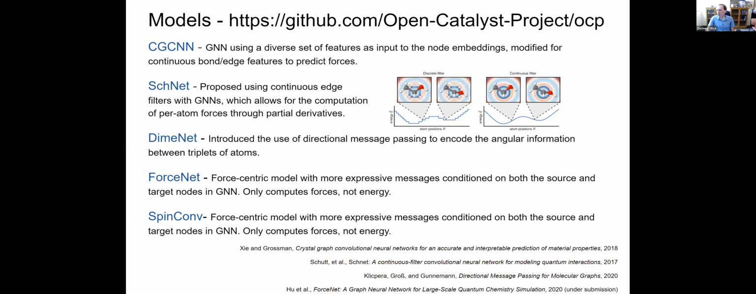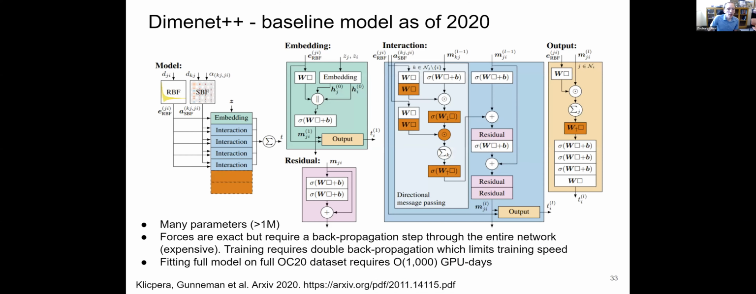As an example, DimeNet++ was the baseline model as of last year. As a material scientist, I don't expect you to get anything out of this diagram besides that the models are really complex. There's a lot of free parameters. There's a lot of things that are being fitted. State-of-the-art models now have more than 1 million degrees of freedom in optimizing various parameters inside of here. This is huge.